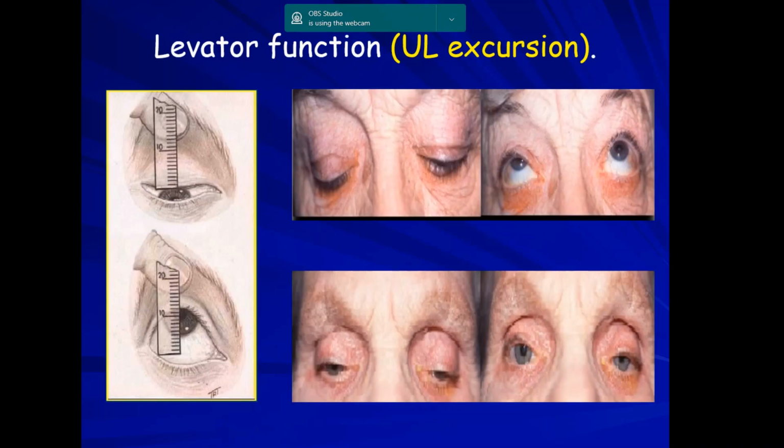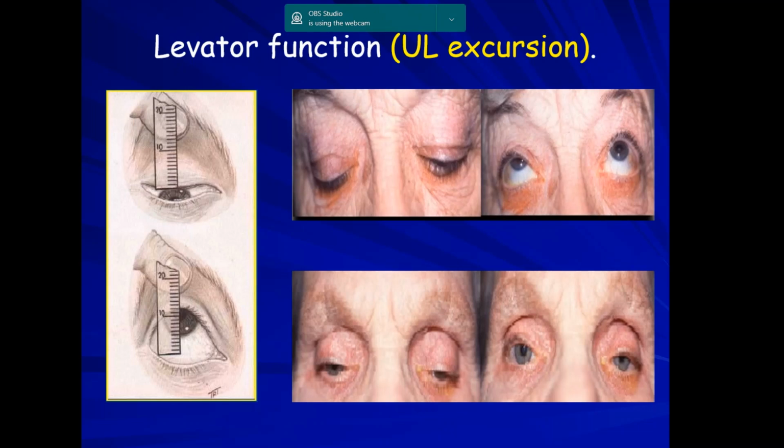Levator function is mandatory for the decision of the operation. It is done by instructing the patient to look downward while putting the thumb on the eyebrow to negate any frontalis action, and then asking the patient to look upward and then measuring the upper lid excursion distance.